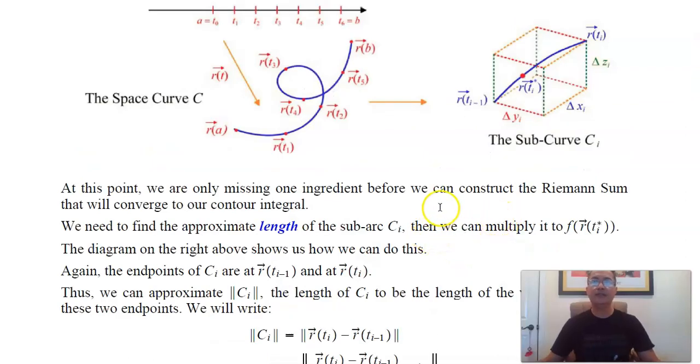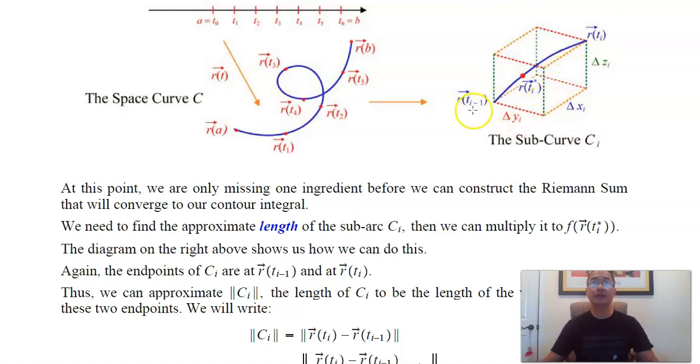Okay, so we are just missing one more ingredient before we can create the contour integral. And that is, well, how long is this subcurve? Okay, so it's not a straight line segment, but if your delta t is small enough, we could approximate it with the direct line segment from this point to that point. Oh, but wait a minute. We know about vectors. And that is why vectors are so useful.